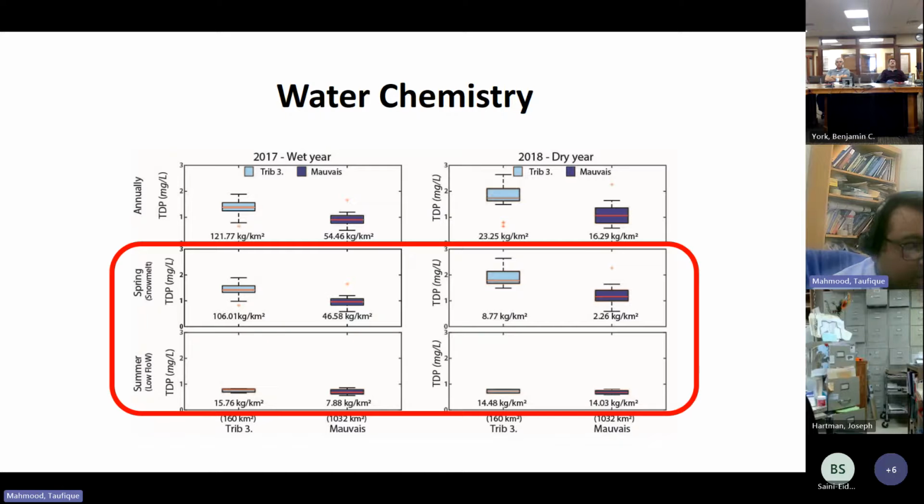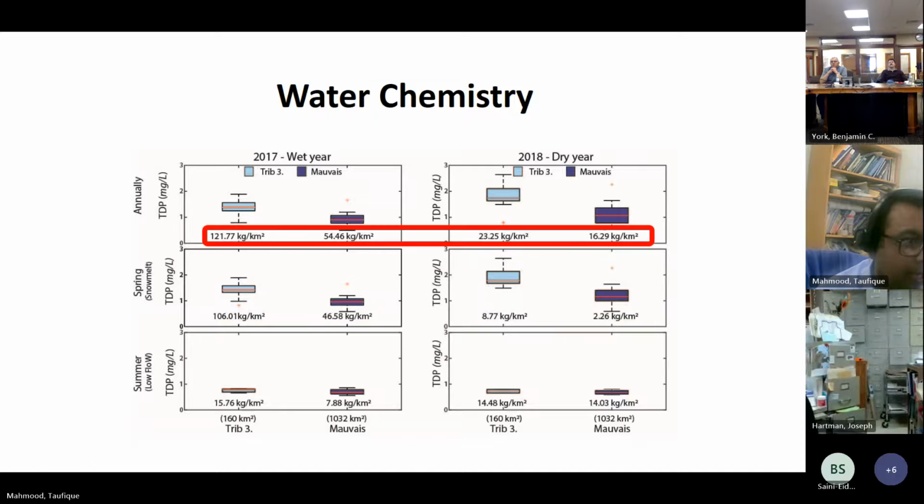This is the spring snowmelt concentration of the wet year in the Trip 3 and the Mavekuli Basin, compared to the dry year, which is a little bit higher in the dry year. The summer base flow concentration remains similar. The total nutrient export we quantified here is 121 kilograms per square kilometer, as opposed to 23 kilograms per square kilometer of the watershed area. So the wet year has a lower concentration but higher export.